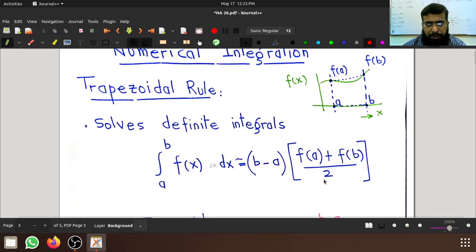On the right hand side, this is the point we reach by this approximation, where we assume the function to be linear in this region from a to b. We assume it to be a straight line in this region, and then we apply the formula that we know to find the area of a trapezoid.